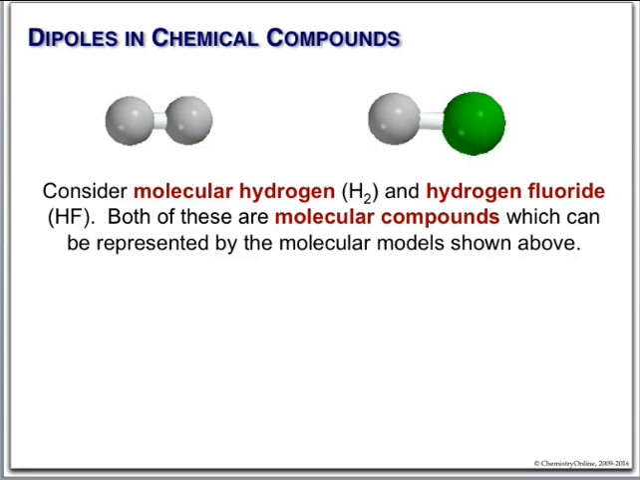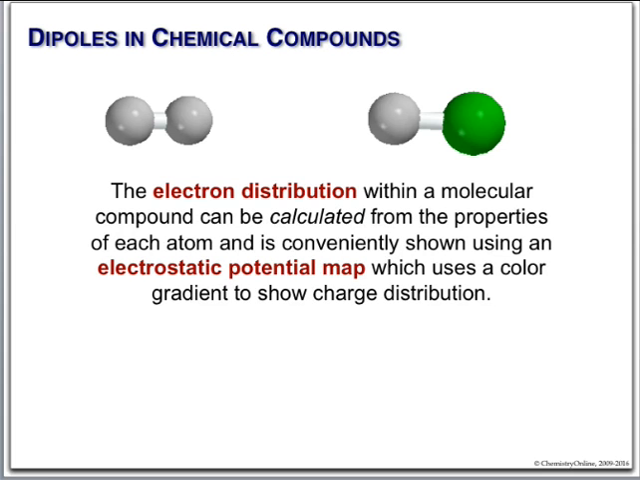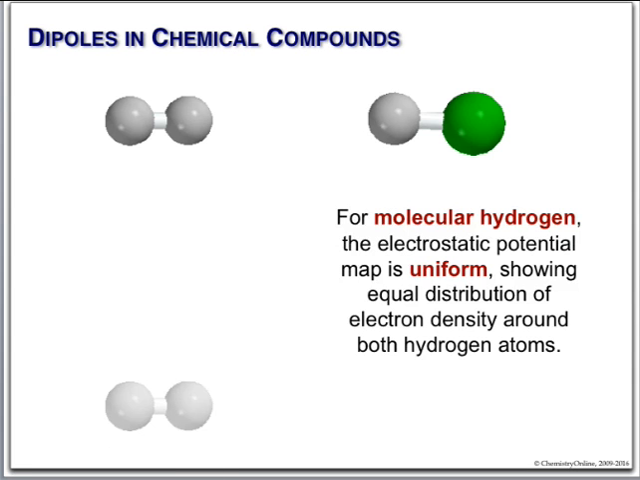Now let's just look at 2 simple examples here. This is hydrogen, H2. And this represents hydrogen fluoride, HF. Now they both have covalent bonds. In chemistry, we can calculate the charge distribution in a molecule, and we can show it using what's called an electrostatic potential map. Electrostatic potential map is kind of like electron density. It really isn't, but it's kind of like it. And typically we'll take a map and we'll color it to indicate charges.